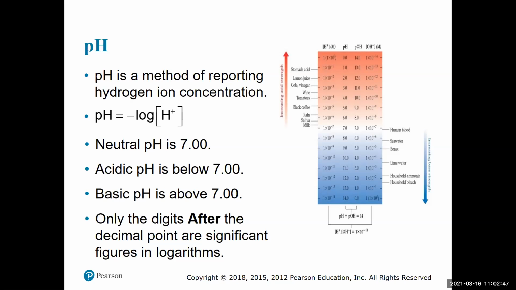A couple of things I want to point out before we leave this slide, though, is over on the right-hand side, there are some common acids and common bases. What you'll see here is, the higher up it is on the left, the stronger the acid it is. And if you look at the ones that have been identified, you see stomach acid is about 1 times 10 to the minus 1. So that's a pH of 1.